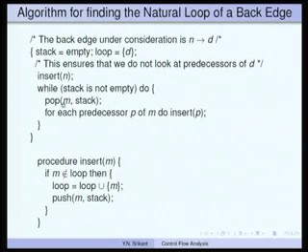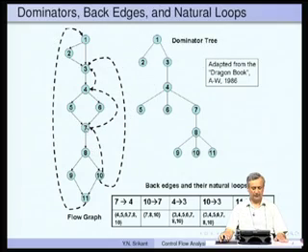So, that is what it is saying, pop, and then for each predecessor do insert. So, the predecessors of 7 are many, 5 and 6 are 2 of them, and then you also have 10, right. So, we have 3 of them. So, when we do an insert operation on 5, it goes onto the stack and also into the loop.